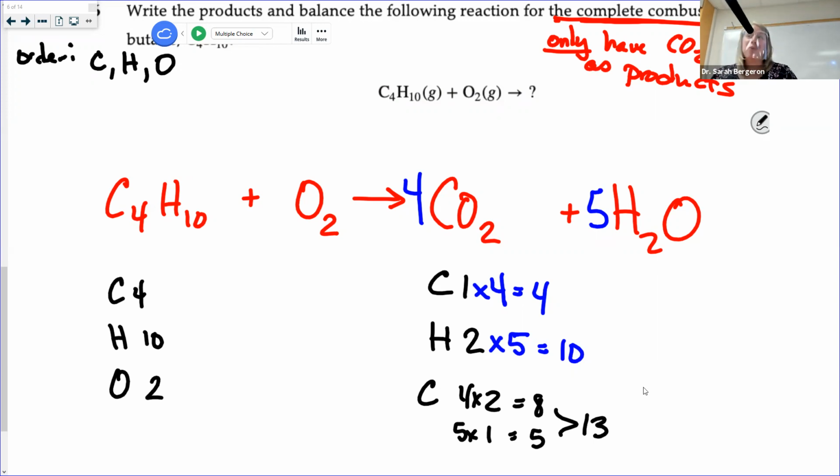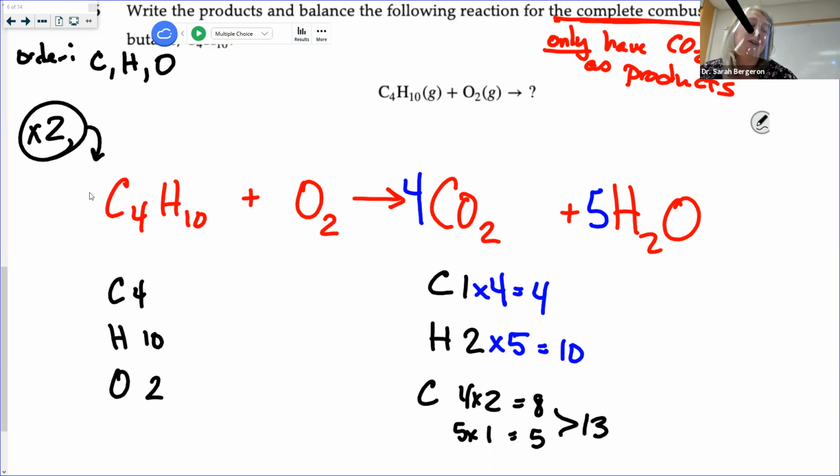So, okay, here's the deal. Do you see how this is an odd number and this is an even number? Am I ever going to make that happen? No. So what do I need to do? Multiply it by 2. If I multiply everything by 2, this odd number becomes even, right? So let's do that. Let's multiply everything by 2. So what's in front of C4H10? It's really a 1 there. So multiply everything times 2.